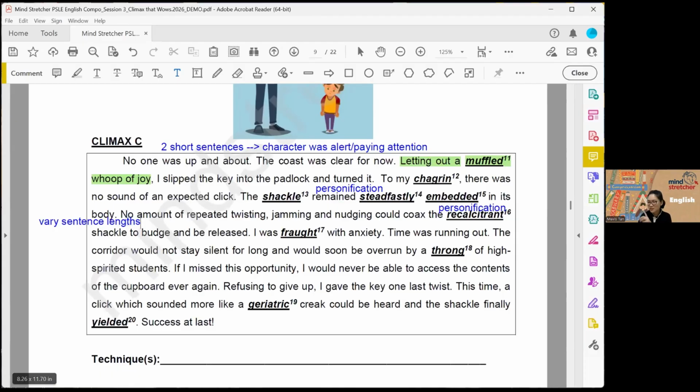Success at last! Exclamation mark, short sentence. Okay, so this success at last is actually happiness, glee. Do you have to say, I was so happy? No, I was so happy, it's telling. So success at last is an exclamation to show glee, okay?